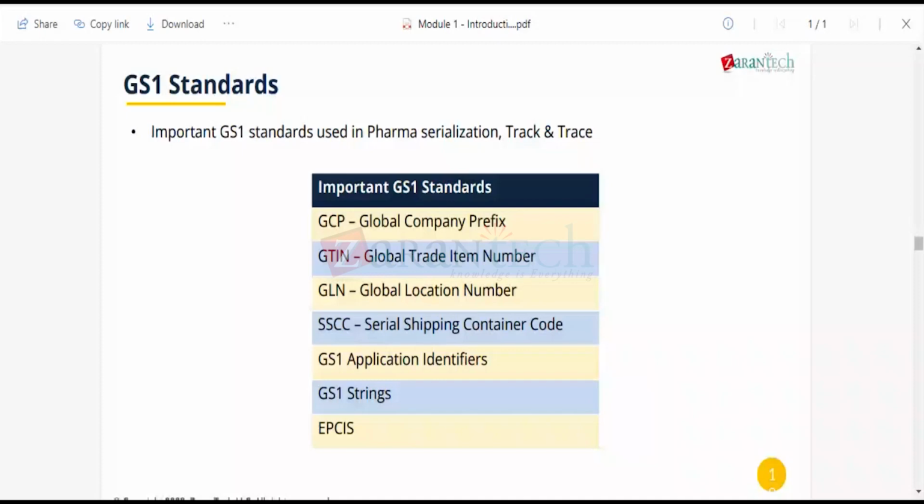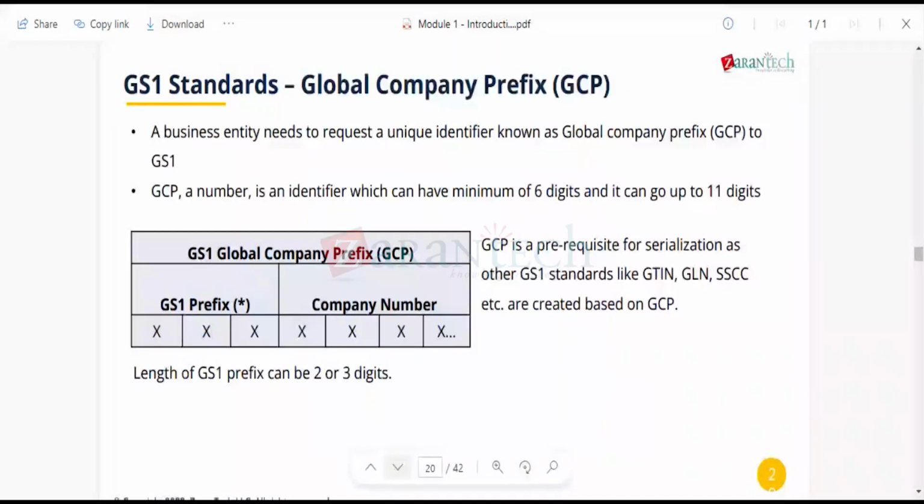So the first one is global company prefix. Okay, so let's start with the first GS1 standard, which is global company prefix. By its name, it is a company prefix. It is nothing but an identifier for a company.